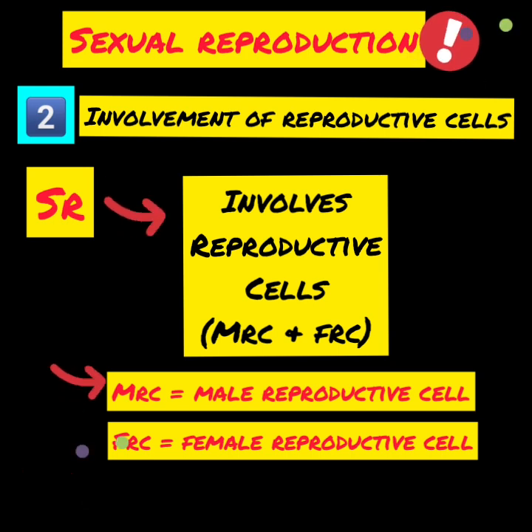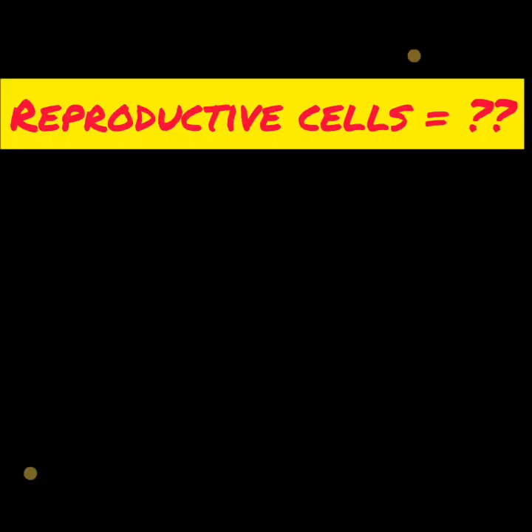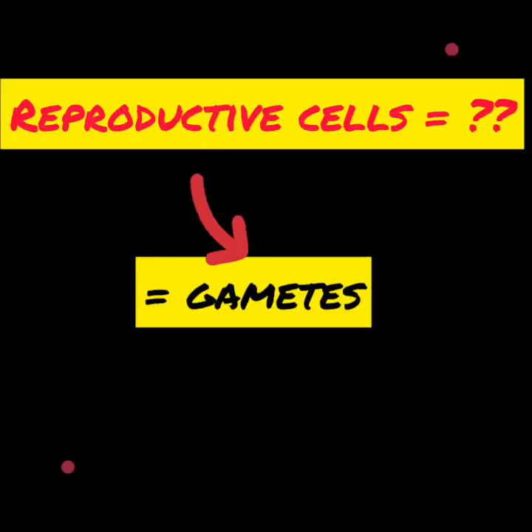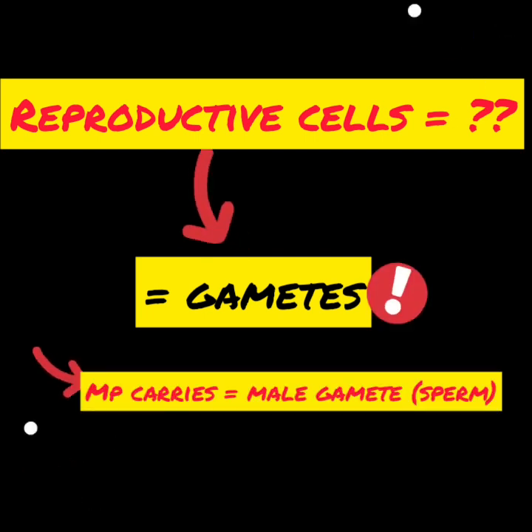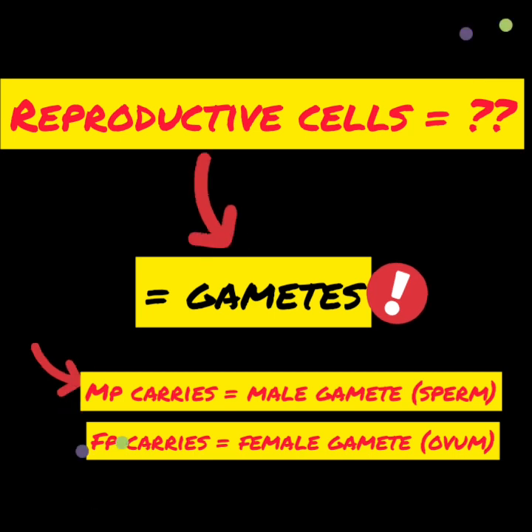Do you remember what is the other name for reproductive cells? Yes, reproductive cells are also known as gametes. So, the male parent carries male gametes, while the female parent carries the female gametes. In the human body, the male gamete is sperm, while the female gamete is ovum.